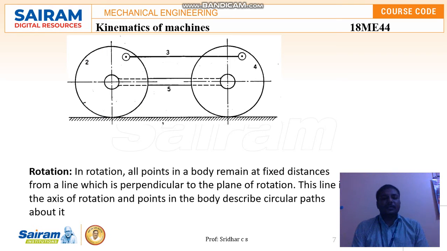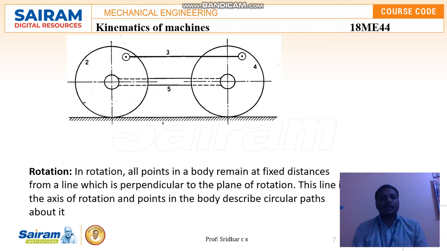We have been looking at the degrees of freedom of any body. As we know, there are 6 degrees: translation, rotation, and a combination of both translation and rotation. In the previous video we discussed translation, so now we are going to see rotation. You can see the diagram.